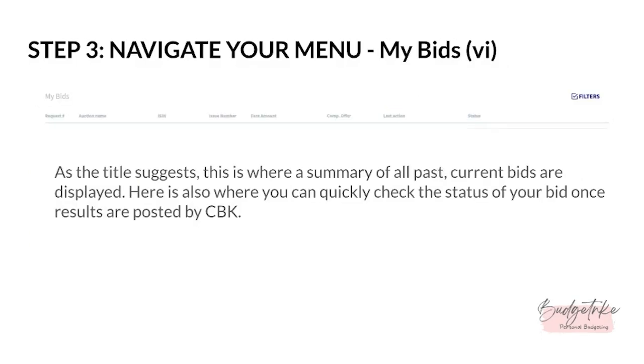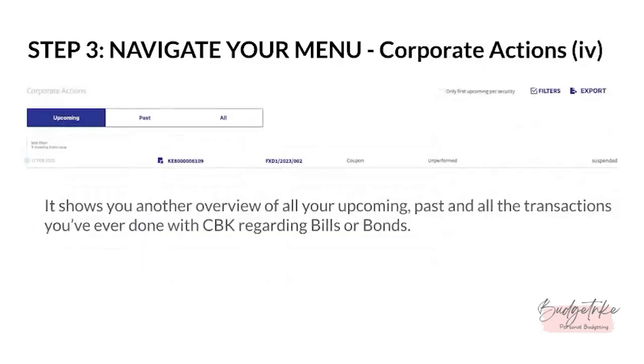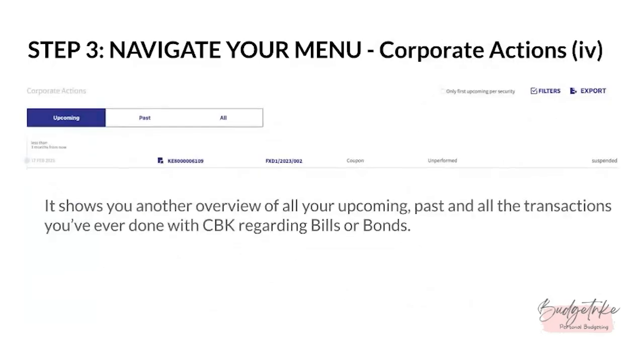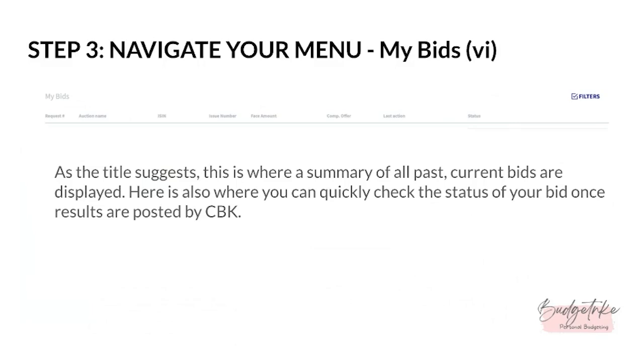Then you go to My Bids. Now, My Bids is where you guys wanted me to show you. My Bids is where all your bids will be visible after the fact, like after you've bid. So as the title suggests, this is where a summary of all past and current bids is displayed. Here is also where you can quickly check the status of your bid once results are posted by CBK.